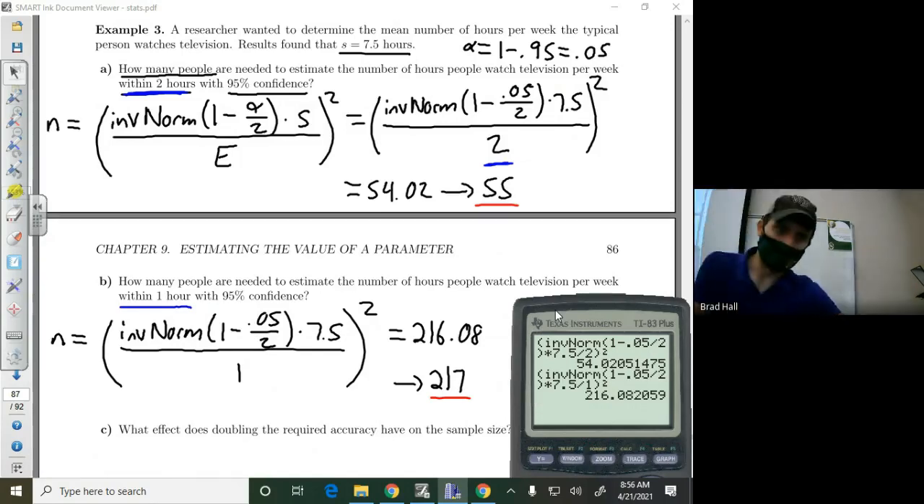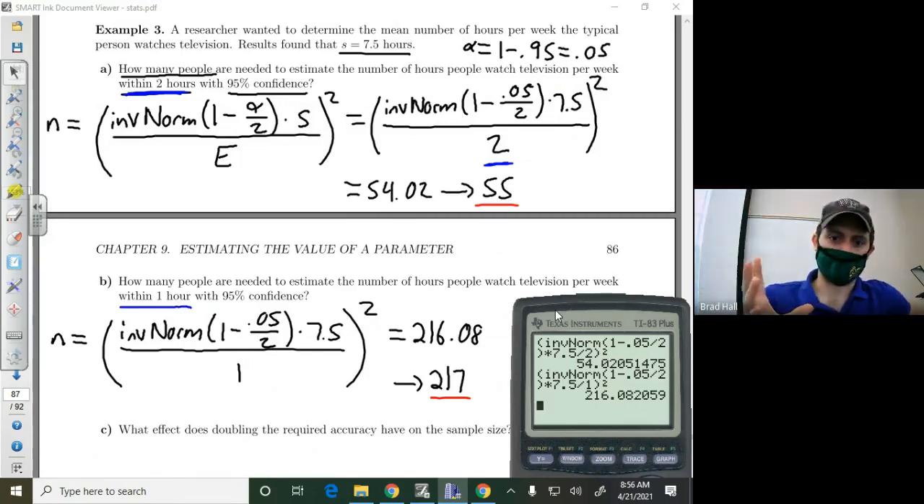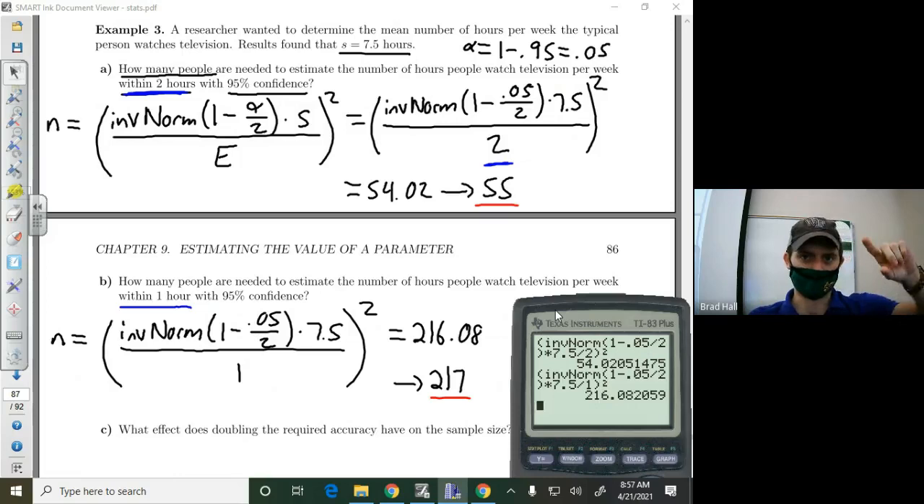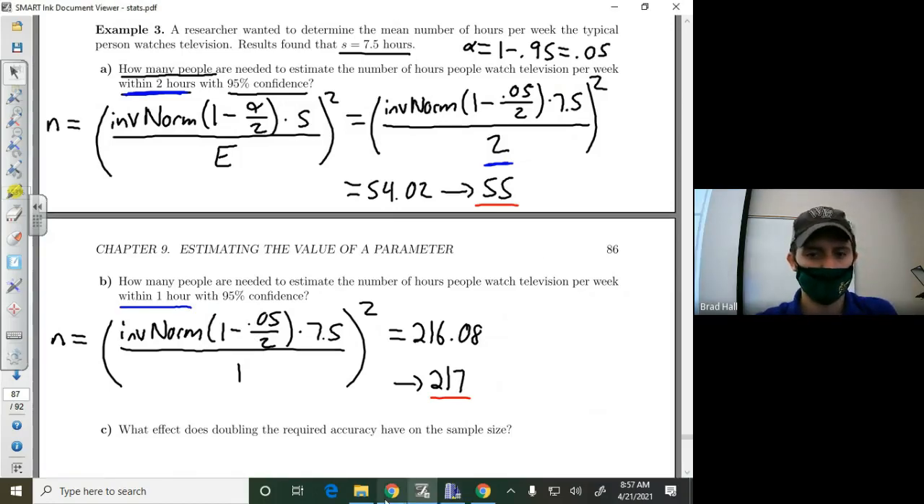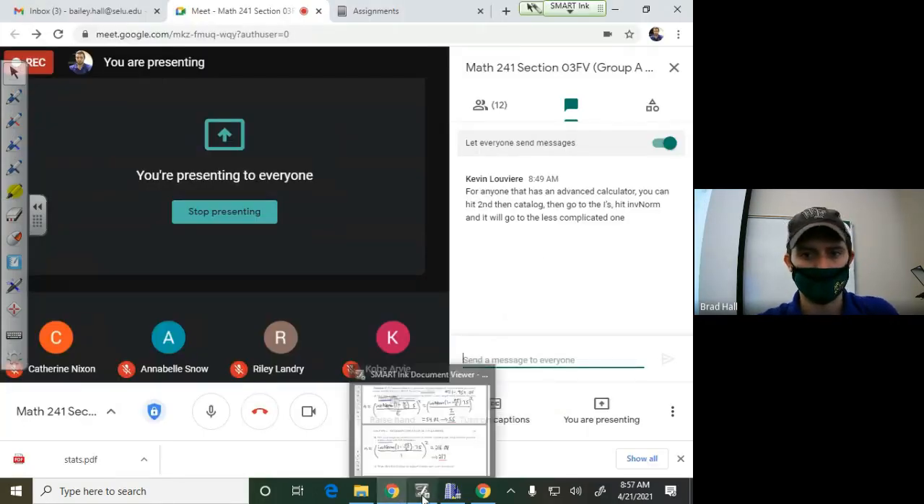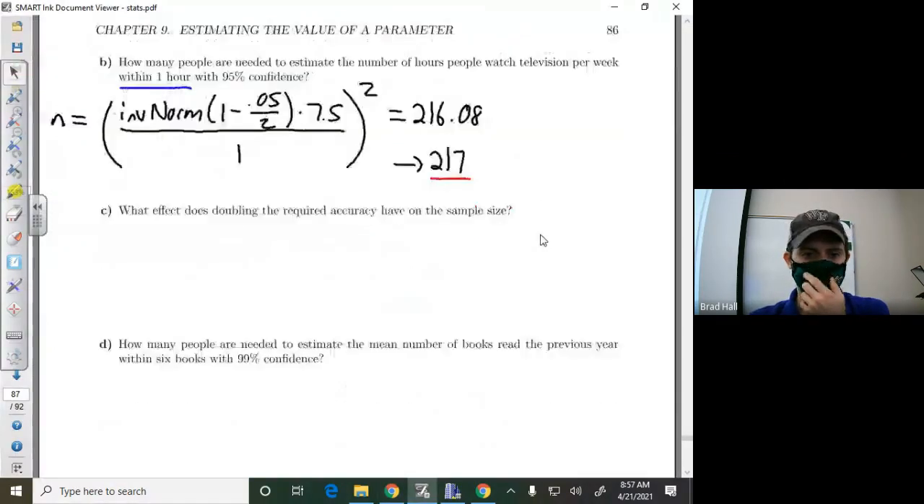Yeah, for the virtual people, if you do it the way Kevin says, you have to close your own parenthesis. So if you go to catalog and put in an inverse norm, you have to close off the parenthesis after 1 minus 0.05 divided by 2. If you go through your calculator's distribution menu, it will close off the parenthesis for you. So it's something to keep in mind. Okay.